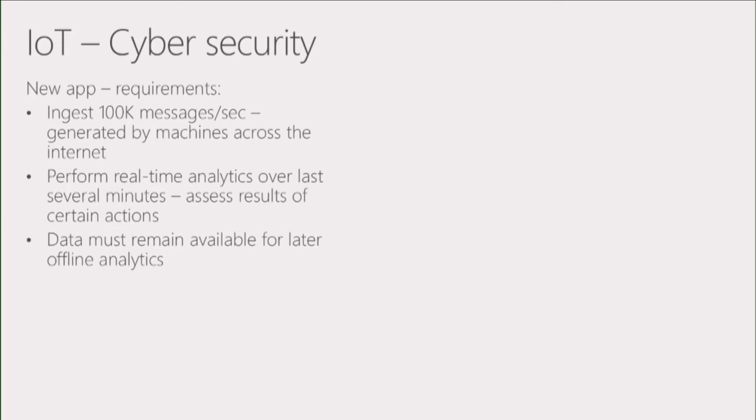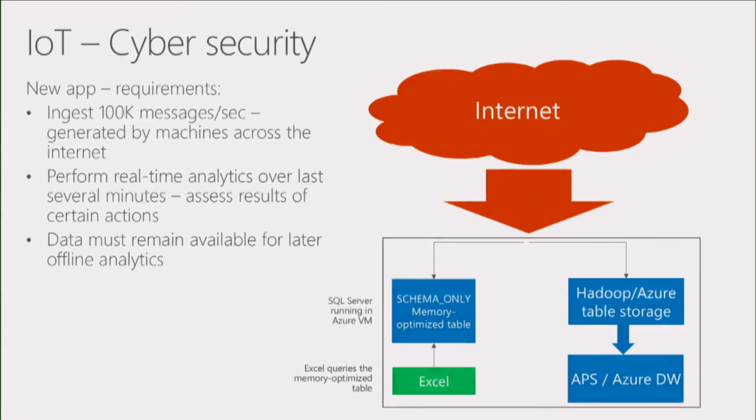So they want to ingest about 100,000 messages per second. These are generated by machines on the internet. And the other core requirement is to be able to perform real-time analytics over the last couple of minutes of activity, right? To see whether some real-world actions that had been taken have any impact on the messages that are being received, right? What kind of impact there is. And then also the data needs to be retained for later offline analysis.